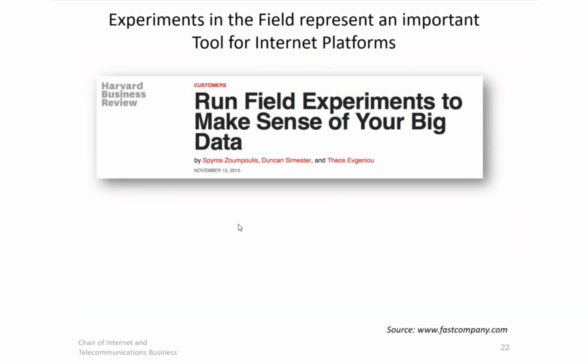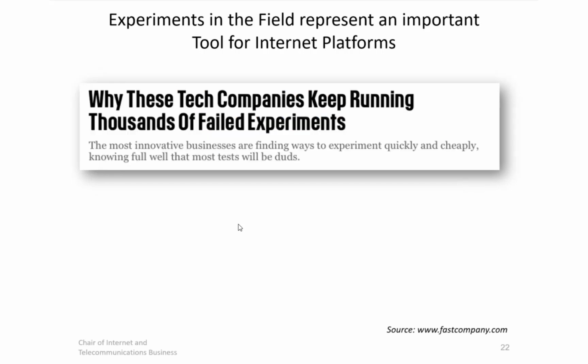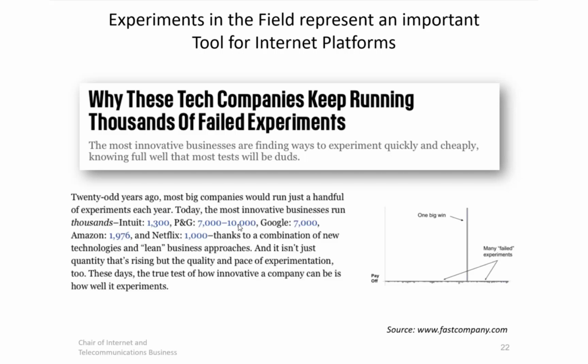Okay. So next, experiments in the field represent an important tool for internet platforms, and many platforms do it. They keep doing it simply because it's cheap to run these experiments, and they have lots of participants, without clearly going into detail as to what they're doing. Okay. For example, Facebook did a lot of experiments on their own subjects, because they knew very well that the subjects would not go away because they are locked in by the network effect.